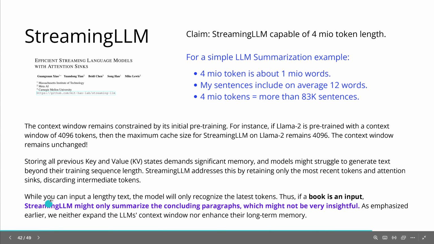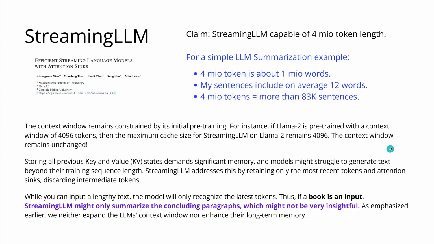So as emphasized earlier, we neither expand the LLM context window nor enhance their long-term memory. So for this task that I'm interested in, so not, I don't know, a WhatsApp chat or whatever, where you have very short information and you want a system to answer, and you have these multi-conversation rounds, but I want to feed in information, only the last paragraphs, only the last 4K tokens are analyzed by StreamingLLM.